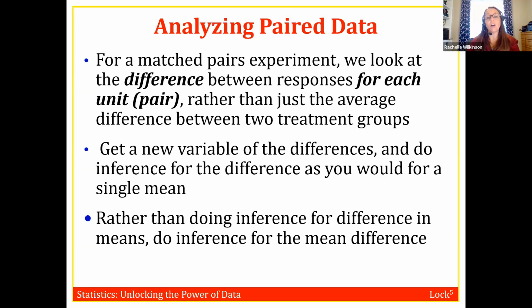So we're essentially going to use all those formulas that we used in section 6.2 for a single mean. We're going to use those in 6.5, but we're going to use them on the differences. So rather than doing an inference for the difference in means, we're doing inference for the mean difference. Practically sounds the same, I know, but it's a little bit different. When we talk about the mean difference, we're talking about paired data like we are here.